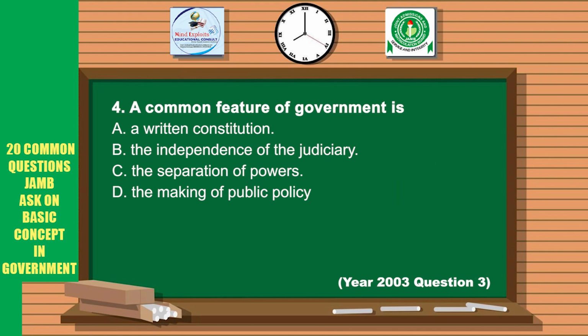Let's look at question 4. Question 4 was asked in 2003 as question 3. A common feature of government is A, a written constitution, B, the independence of the judiciary, C, the separation of power, D, the making of policy. So basically D is the correct answer. Of course, every government has that feature in the sense that they make policy for the states that they govern. So the right answer is D.